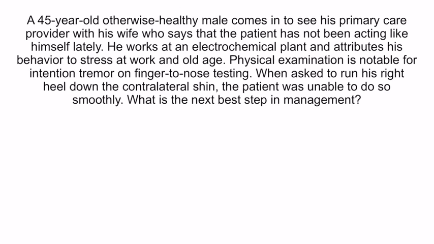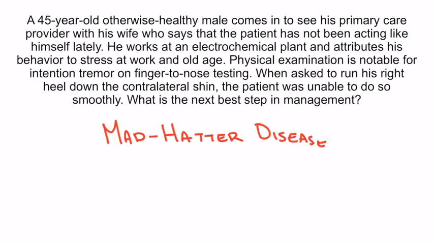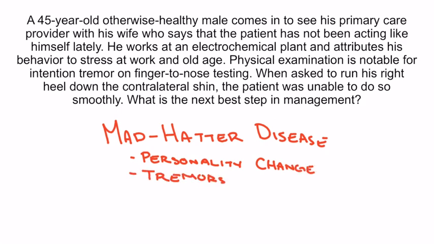Now, it may be tempting to assume mercury poisoning based on the preceding slides and the fact that the patient in the question exhibits signs and symptoms suggestive of the so-called Mad Hatter disease. Now, the patient has not been acting like himself lately, which does qualify as a personality change. Also, he exhibited intention tremor on finger-to-nose testing, and he wasn't able to run his heel down the contralateral shin in a smooth fashion, which indicates ataxia.